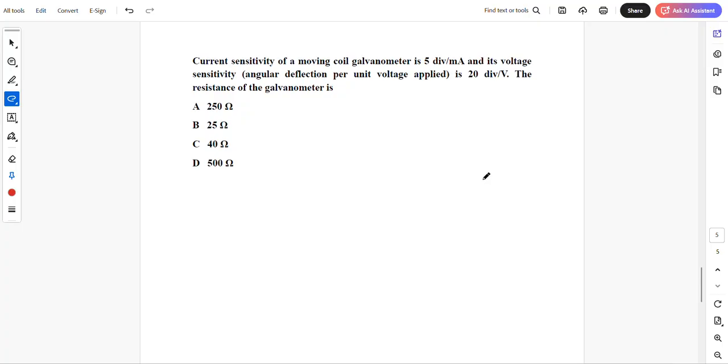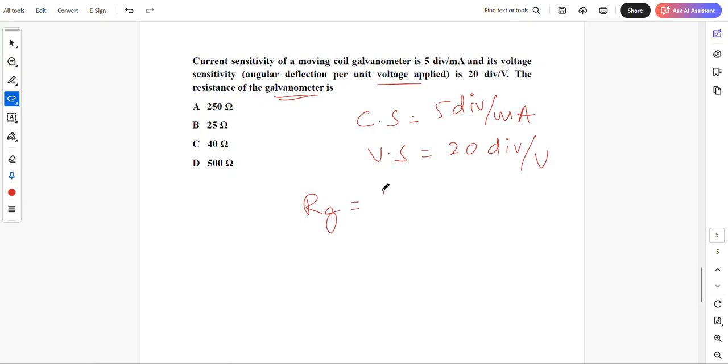Current sensitivity of a moving coil galvanometer, how much have they given? Current sensitivity they have given 5 divisions per milliampere. And its voltage sensitivity, angular deflection per unit voltage, how much have they given? That is 20 divisions per volt. Always take the resistance of the galvanometer Rg, which will be equal to Cs by Vs.